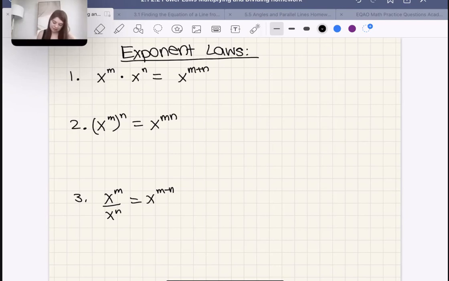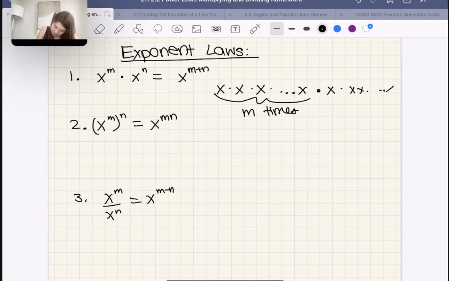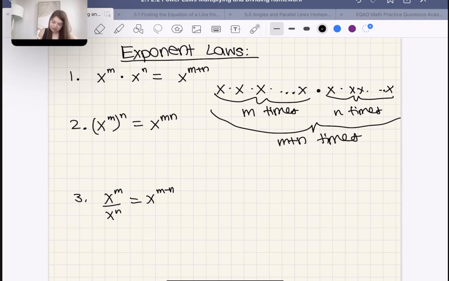Well, let's think about it. We have x to the m, which is x times x times x, and so on, m times, and then we have times x times x times x, and so on, n times. So what's this all together? This is m plus n times in total that these are being multiplied together. So that's why that law is true.